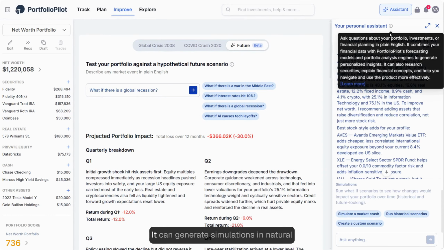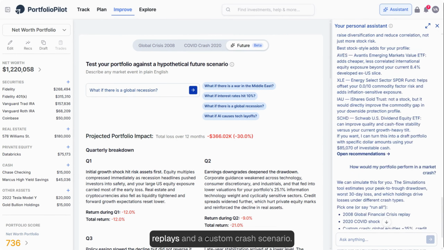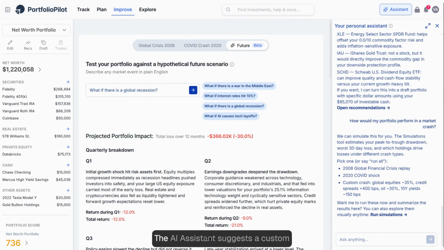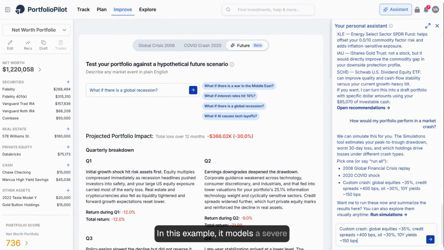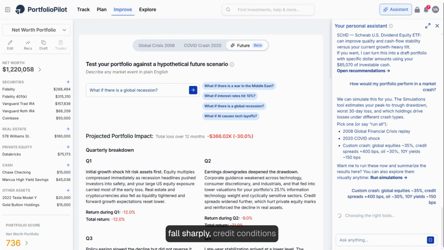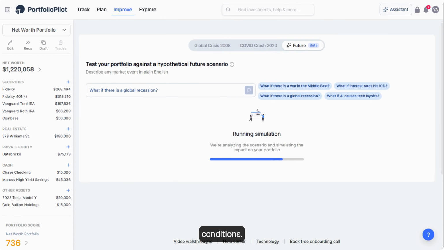Open the AI assistant. It can generate simulations in natural language. Ask how the portfolio might perform in a market crash, and the assistant suggests several options: historical replays and a custom crash scenario. The AI assistant suggests a custom market stress scenario for us. In this example, it models a severe market downturn where global equities fall sharply, credit conditions tighten, oil drops by around 30%, and long-term interest rates move lower. Rather than simply answering questions, the AI assistant is fully integrated into PortfolioPilot and can generate simulations like this for you automatically. Click View Simulation to see how your portfolio would perform under those conditions.